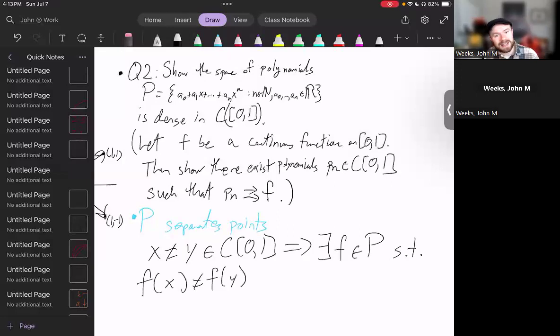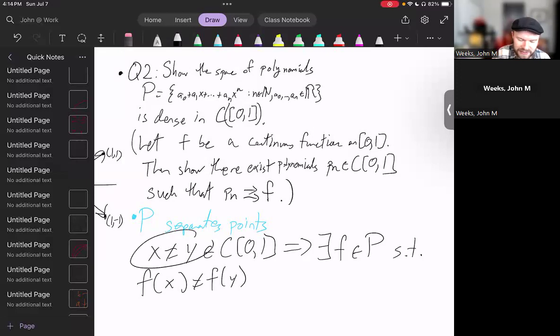Notice that this is not necessarily saying that the function f is injective, because it's just saying for any 2 points that you have, x and y, you can go out and find a function f that has those two different y values. However, if you are able to find an injective function for f, then that automatically shows that the polynomial separates points. Why is that?